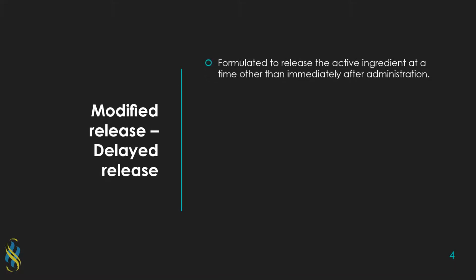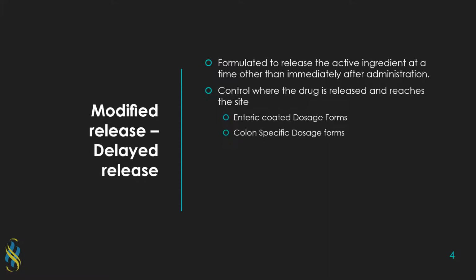Delayed release dosage forms can be defined as systems which are formulated to release the active ingredient at a time other than immediately after administration. Delayed release from oral dosage forms can control where the drug is released, for example, when the dosage form reaches the small intestine in case of enteric coated dosage forms, or the colon in case of colon specific dosage forms.